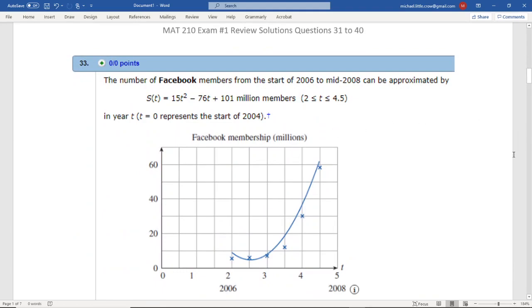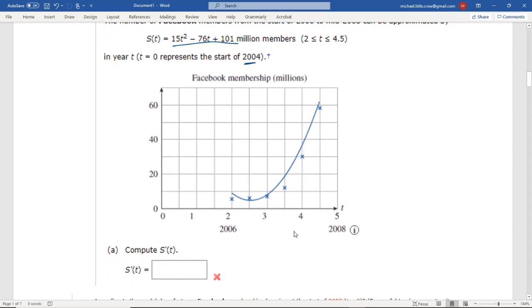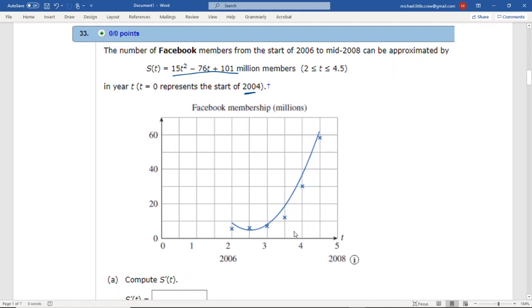Now this one, we're given a graph. Let's see what we're asked to do here. The number of Facebook members from the start of 2006 to mid 2008 can be approximated by this function. And again, notice we've got some data values, and this is an approximation with T equal to 0 being 2004. So that's going to be important for our answers, I'm sure. So they want, first of all, just the derivative of the function we've got here.